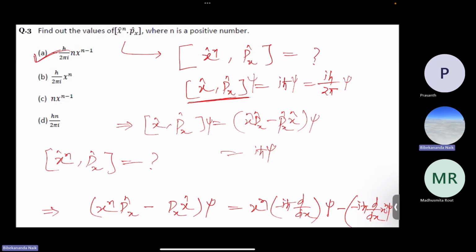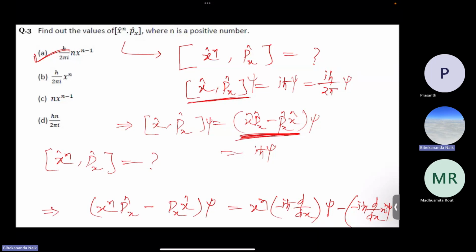Let me explain it once again. The question says: what will be the commutator relation of x to the power n and px? We know the commutator of x cap and px cap is i h cross. Similarly, the commutator stands for x cap px cap minus px cap x cap, so this is i h cross. If you put in the values, because we know the form of the operator x cap is x only, it becomes x to the power n px cap minus px x cap, acting on psi.